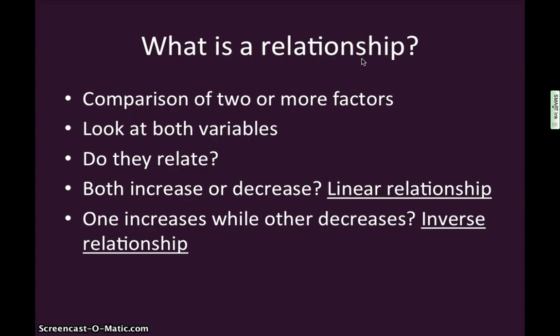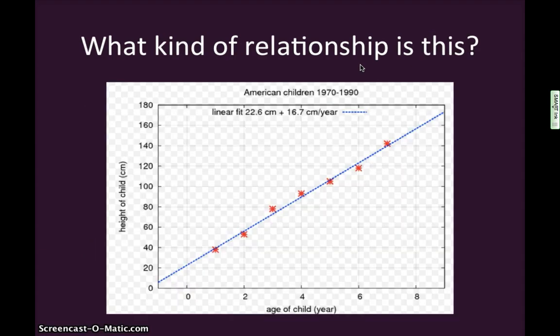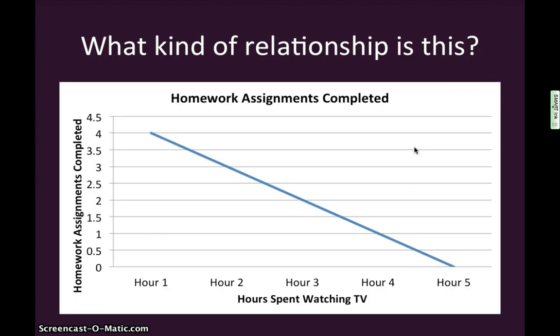If both increase or decrease, it's called a linear relationship. They both do the same thing. If one increases while another decreases, it's called an inverse relationship. So let's check. Which kind of relationship does this look like? As the age of the child increases, does the height of the child also increase? Yes. This is called a linear relationship.